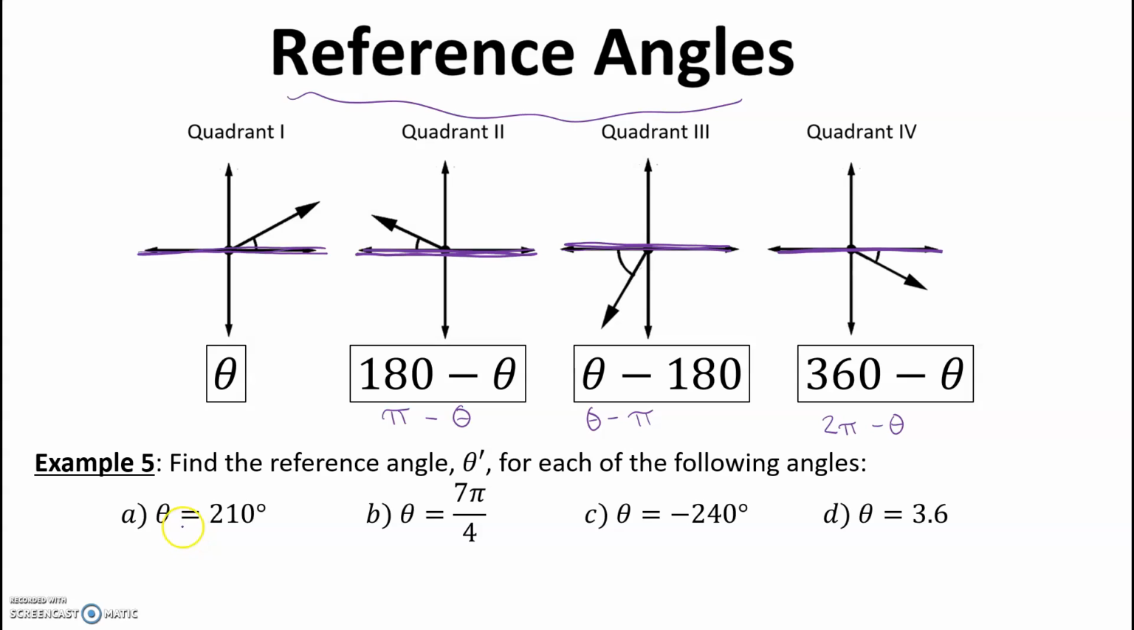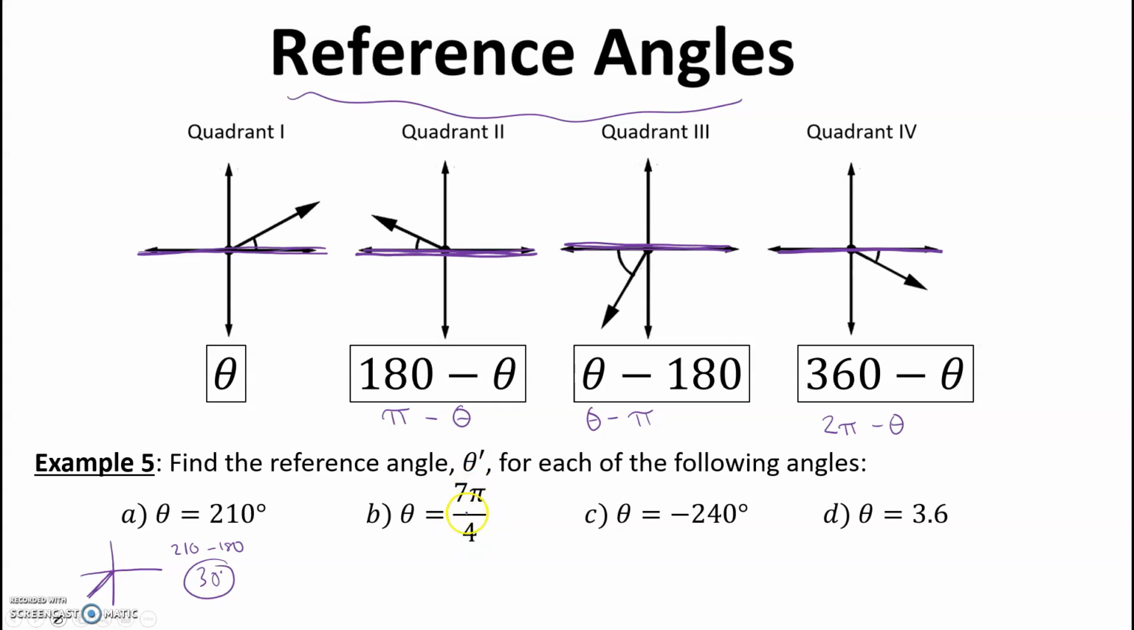All right, so this one is 210 degrees. Let's talk about where that's located. So we're at 90, 180, 270, so we're somewhere in here. We want to know how long it takes to get to that x-axis. So we're going to say 210 minus 180, and we're going to be left with 30 degrees. So 30 degrees is my reference angle, puts me back in quadrant one. So I can refer to a 30-degree angle in quadrant one.